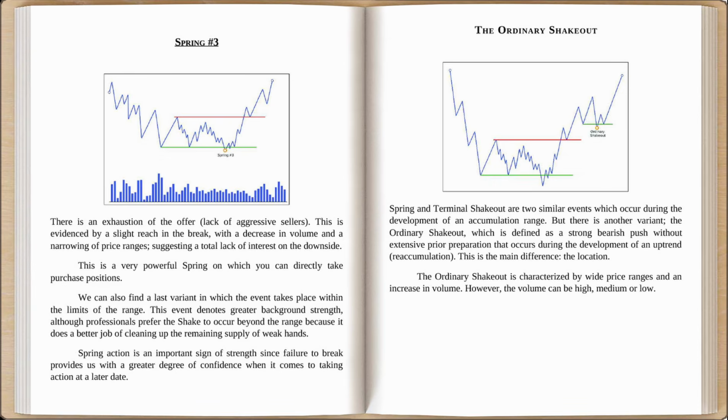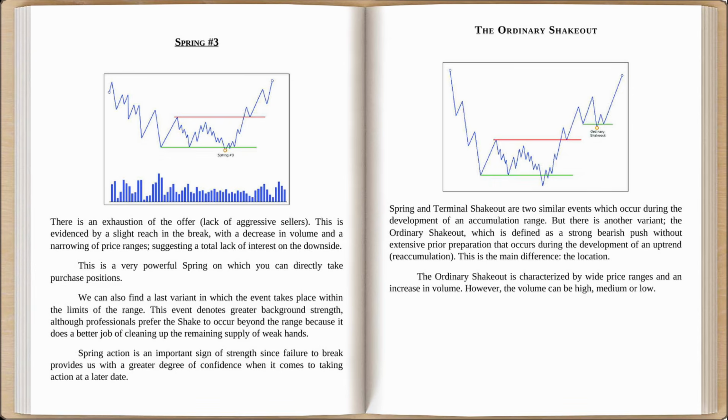Spring action is an important sign of strength since failure to break provides us with a greater degree of confidence when it comes to taking action at a later date. The ordinary shakeout. Spring and terminal shakeout are two similar events which occur during the development of an accumulation range.